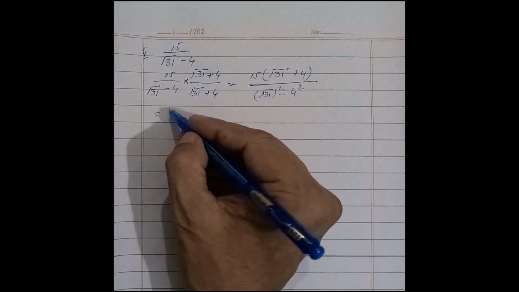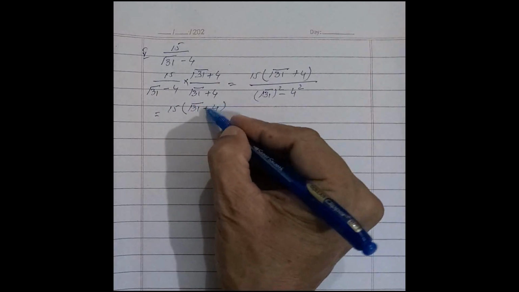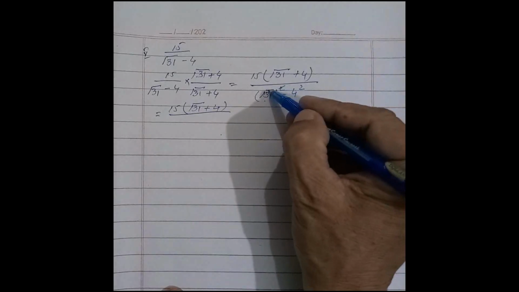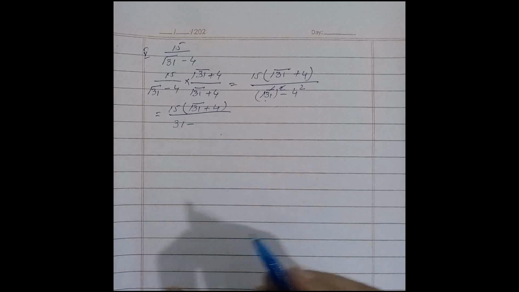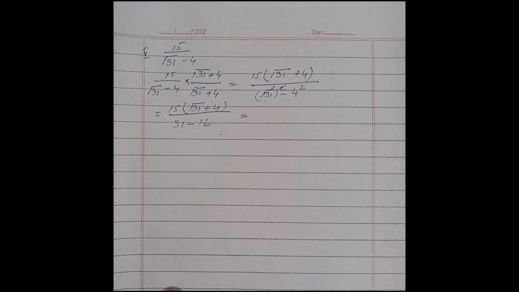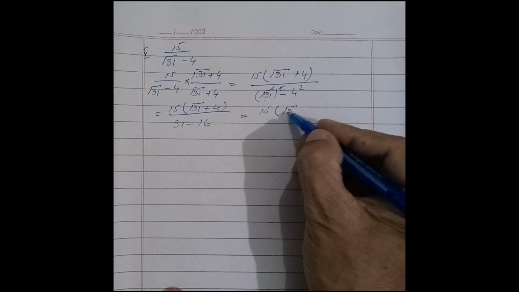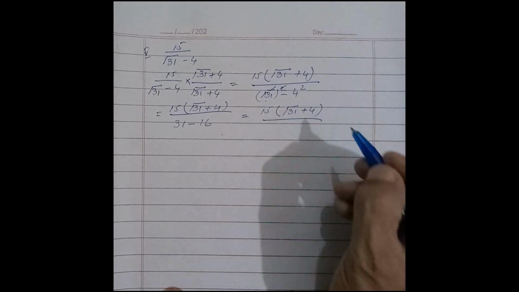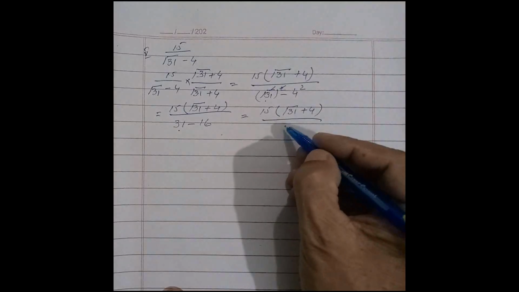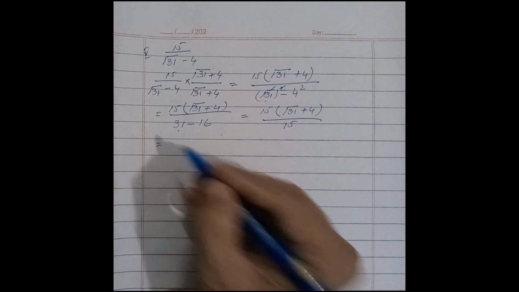Now we simplify these values. We get 15 into square root 31 plus 4 over square root of 31 squared, the square and square root cancel each other. 31 minus 4 square is 16. And the answer is 15 square root 31 plus 4 over 31 minus 16, which is equal to 15.